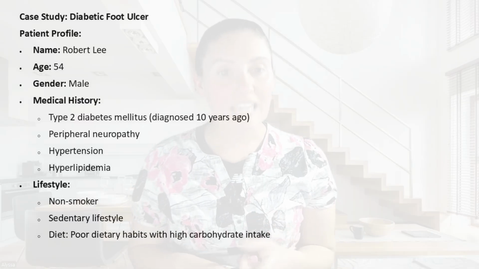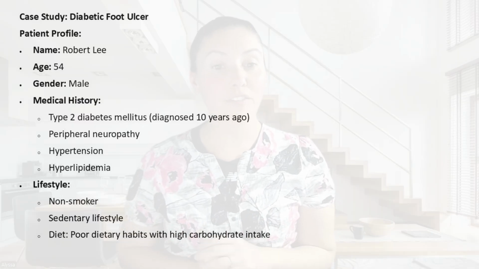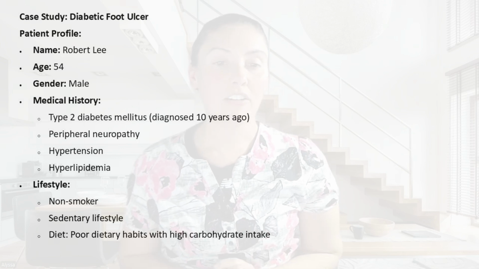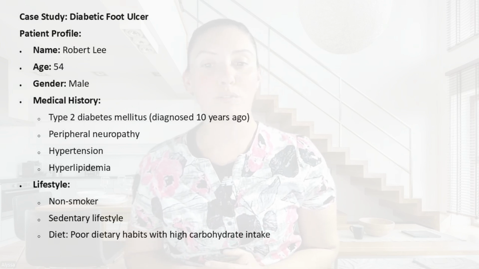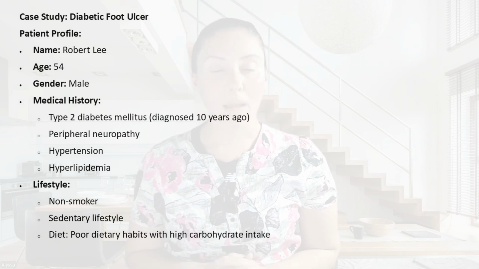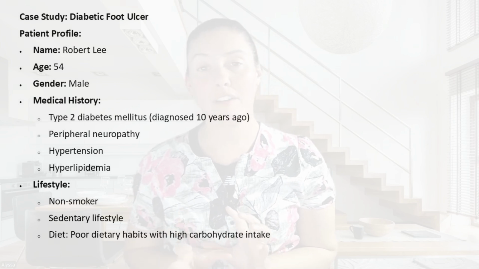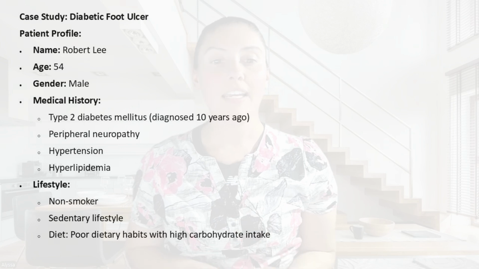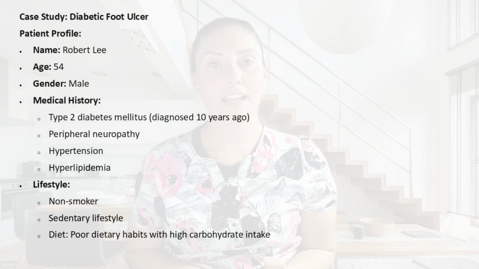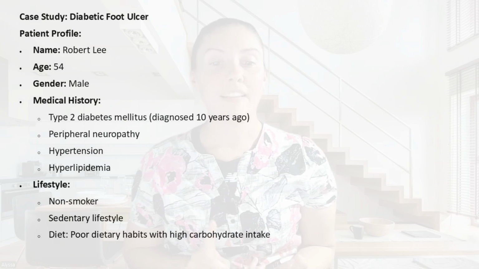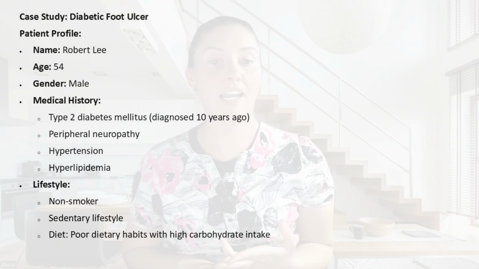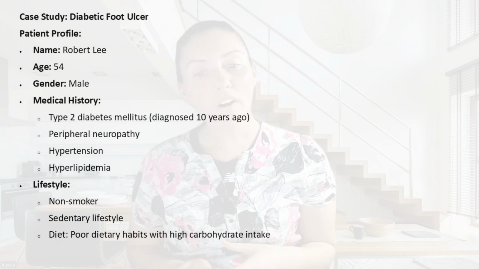So case study, diabetic foot ulcer. Patient's name is Robert Lee. His age is 54, male. Medical history, type 2 diabetes. He has been diagnosed for 10 years. He has peripheral neuropathy, so he doesn't have a very good feeling in his feet. He has hypertension, so high blood pressure and high cholesterol. Under lifestyle, he is a non-smoker, lives a stationary lifestyle, and his diet is poor with high carbohydrate intake.